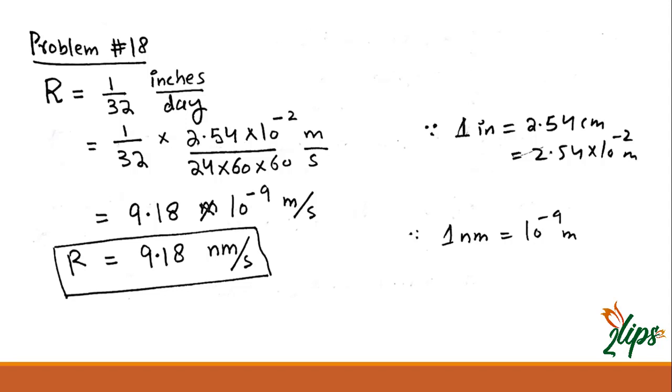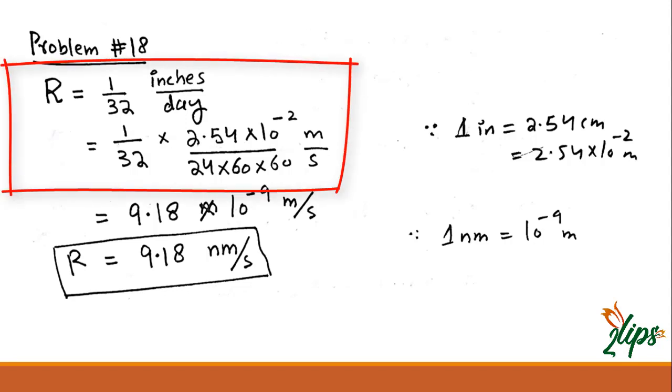Here R represents the rate of growth of hair. It is given in the question that it is 1 over 32 inches per day. All I have to do is convert this inches per day into meters per second. We know that 1 inch is equal to 2.54 centimeters and 1 centimeter is equal to 10 raised to power minus 2 meters. So I can put 2.54 into 10 raised to power minus 2 meters.